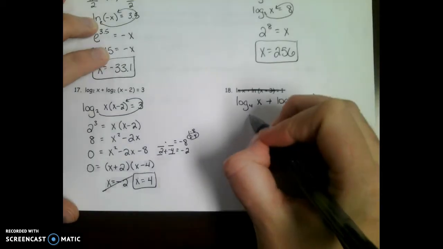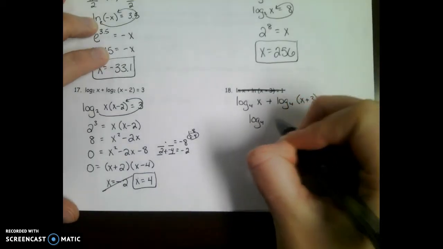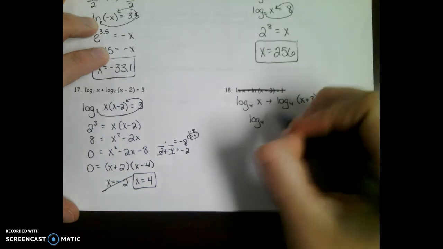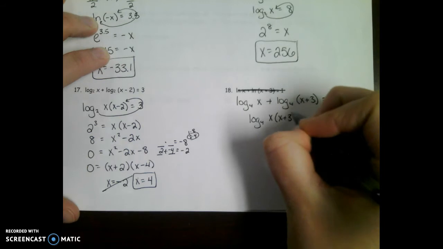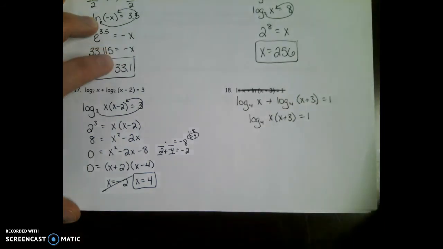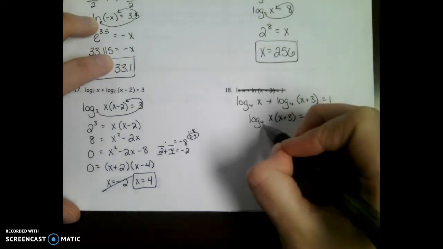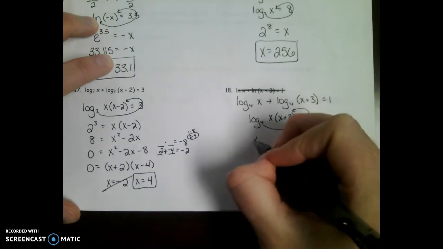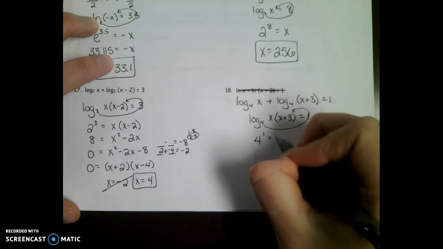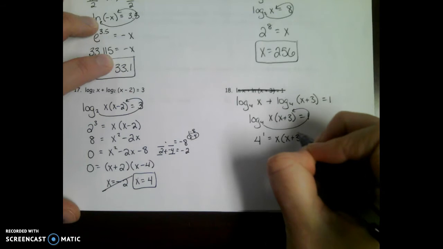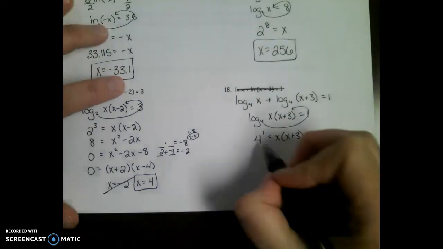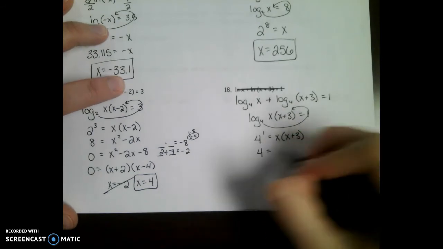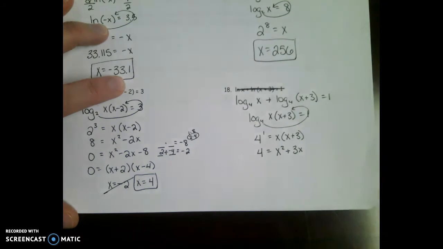First step, compress. Log base 4, compress, condense, whatever. Log base 4 of x times x plus 3 equals 1. Second step, change forms. 4 to the first equals x times x plus 3. Multiply out, compute, whatever. 4 to the first, 4. Distribute. You got x squared plus 3x.